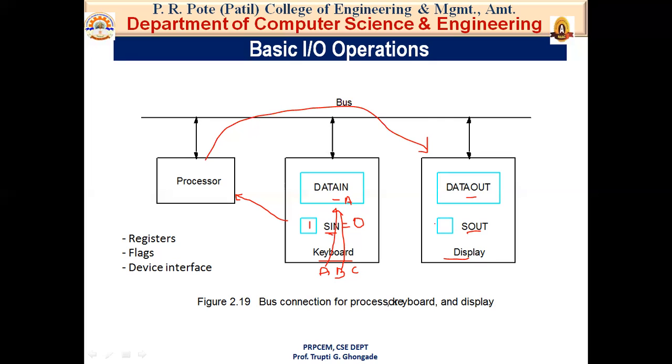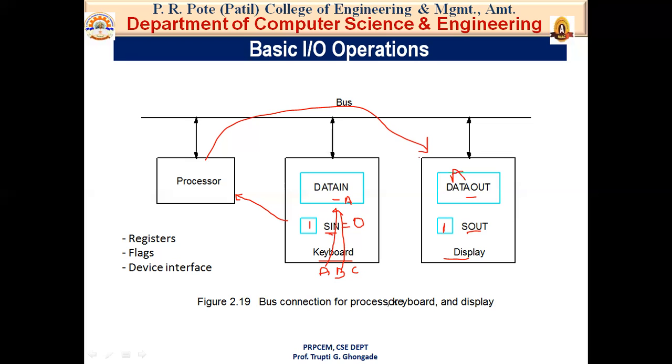So when S out is set to 1, it means the display is ready to receive a character. Whenever this data out buffer register receives character A, your S out becomes 0. So the processor monitors S out, and when S out is set to 1, your processor transfers a character. This flag register tells the processor that yes, I am ready to receive a character. So whenever S out is set to 1, your processor will transfer data to the output unit.